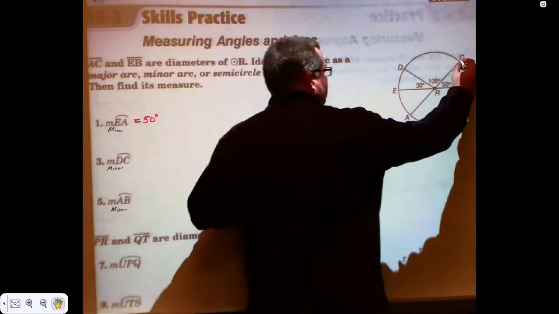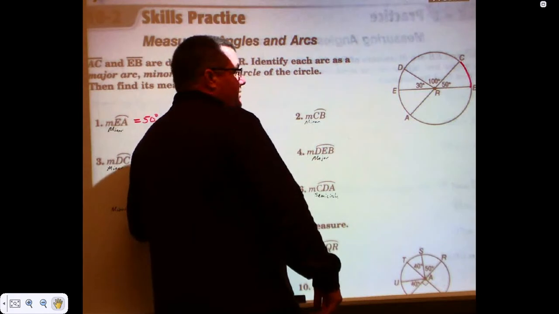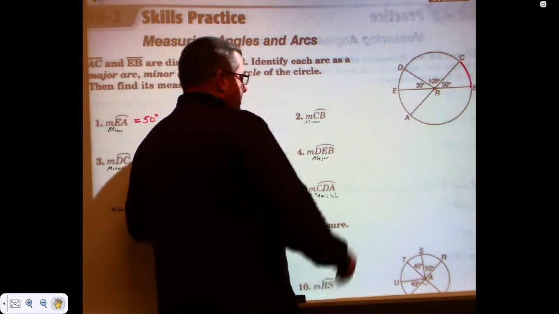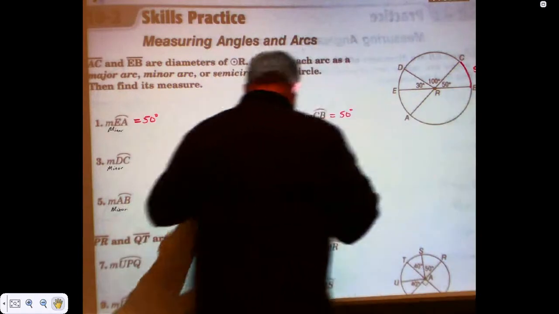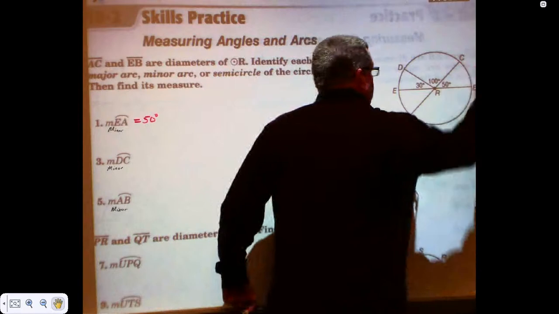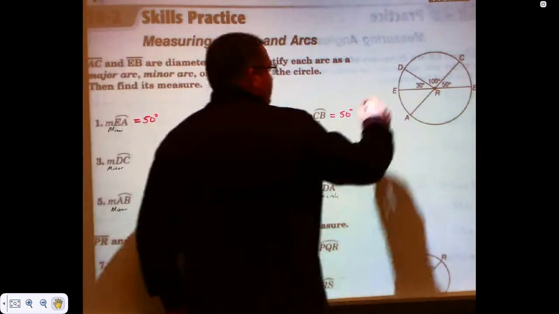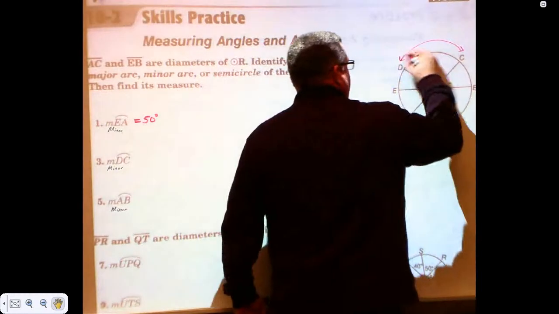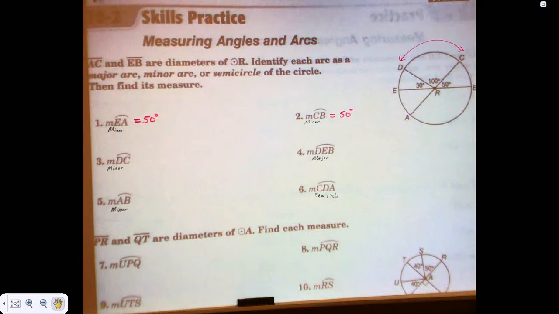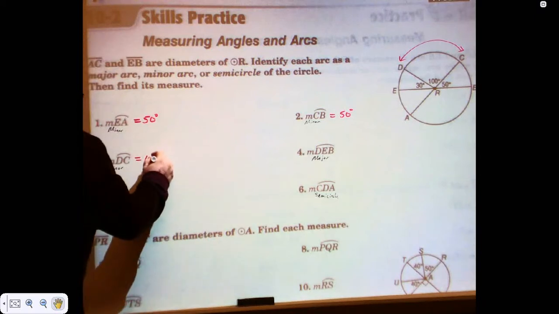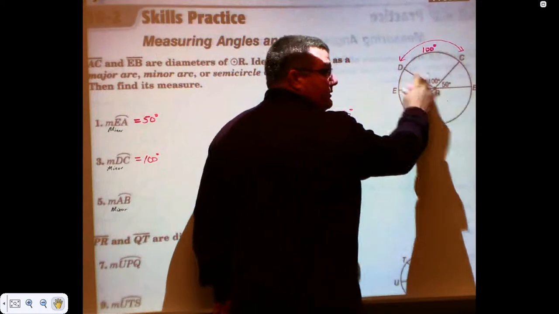Measure of arc C to B. Can someone please tell me, what's the measure of arc C to B? I can't hear you. You guys agree with him? I do too. Arc D to C. That's this arc right here. What is the measure of that arc? Taylor? 100 degrees. Do you guys agree with it? I agree with it, because the central angle was what?